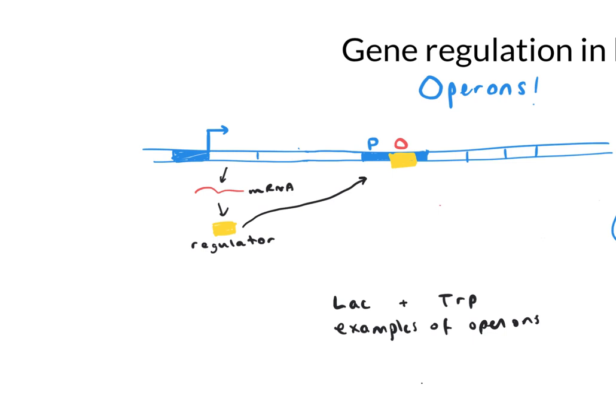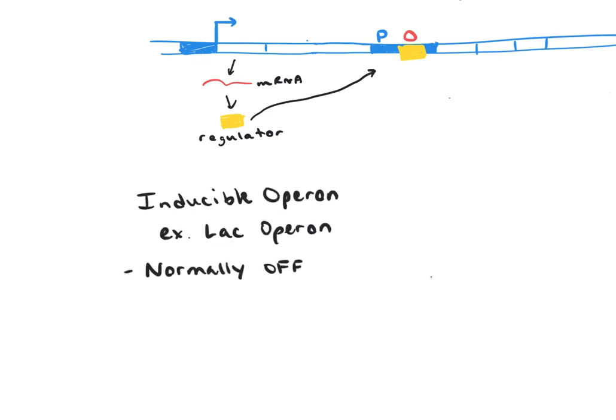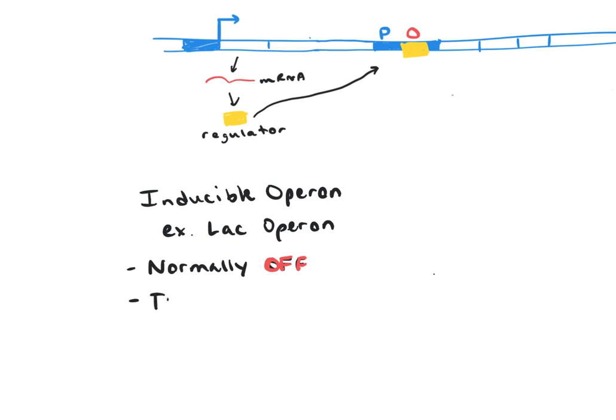Now, when that regulator is actually doing the repression depends on what type of operon it is. And that's why we use these two different examples because they're regulated in different ways. For example, the lac operon is an example of an inducible operon. So inducible operons are normally off, and they're only turned on in the presence of an inducer.